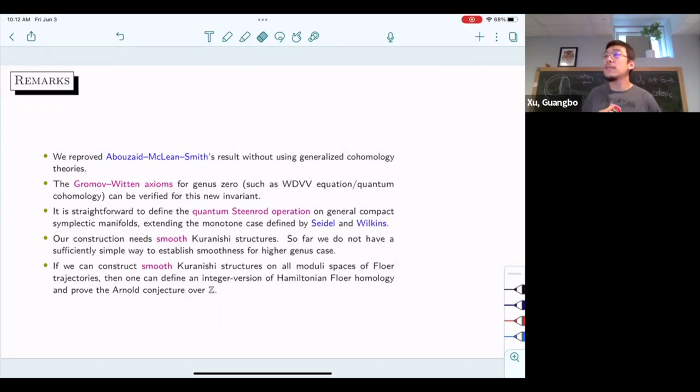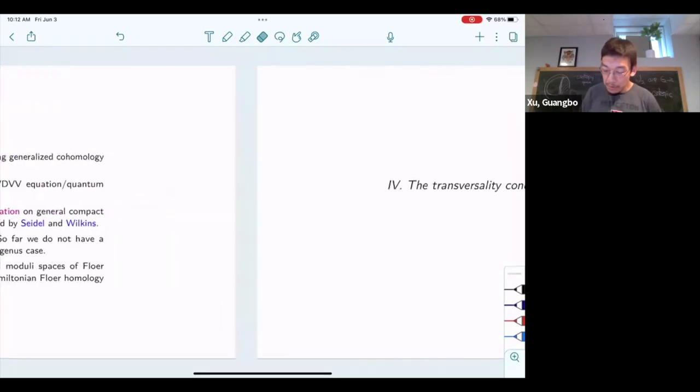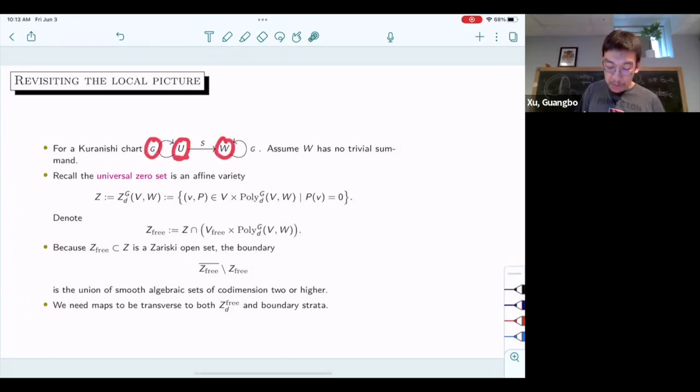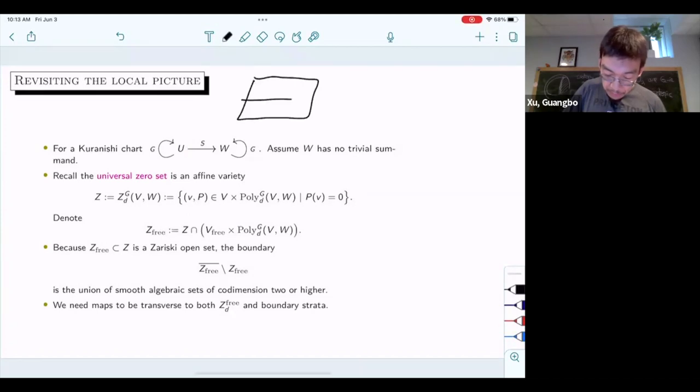Okay, so now let me talk about this transversality condition. Hopefully I can tell you what's happening in detail. So let's look at what is the notion of a strong transversality here. Let's look at a single Kuranishi chart, in which you have a U, a finite group acting on this manifold U, you have an obstruction space, you have a section. And we also make this simplifying assumption that W contains no trivial summand. Then remember U has a fixed point locus and the normal fiber is a copy of V.